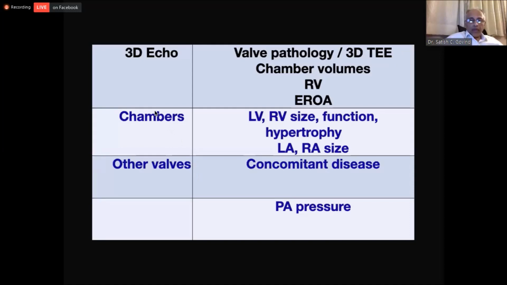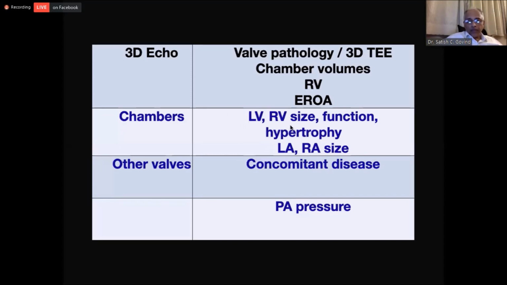So beyond this, we have the 3D echo. One can look at the valve pathology better, in terms of chamber volumes. It can be quite useful, and also to look at the effective regurgitant orifice area. It's still yet to come in terms of the PISA of the 3D.